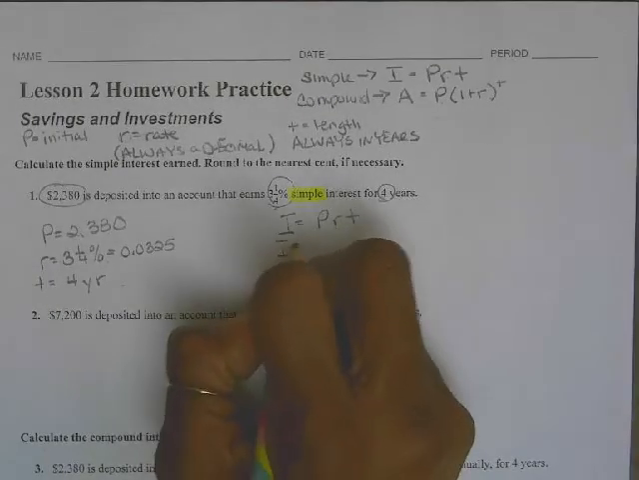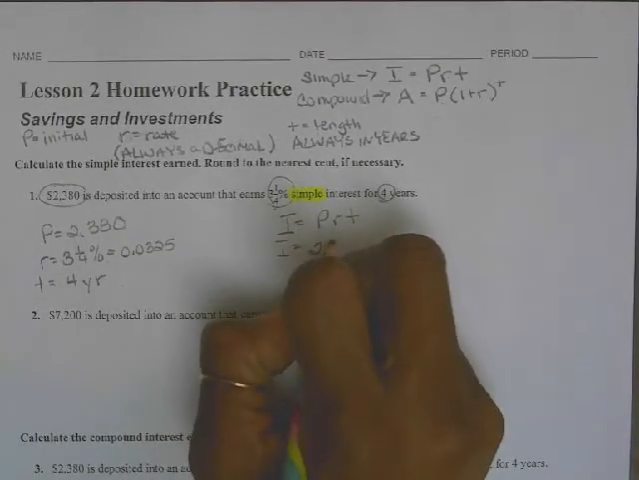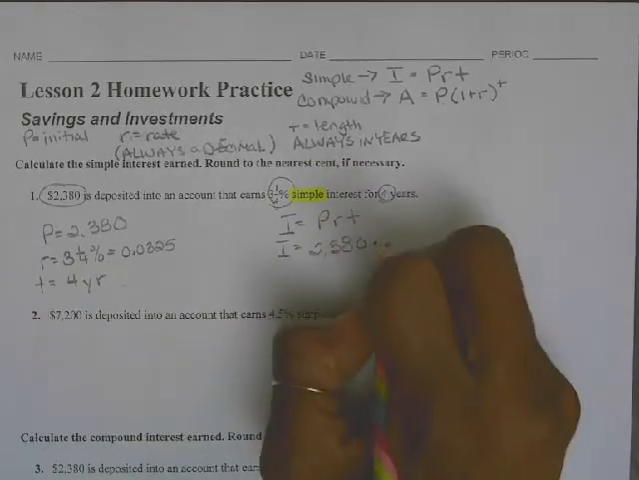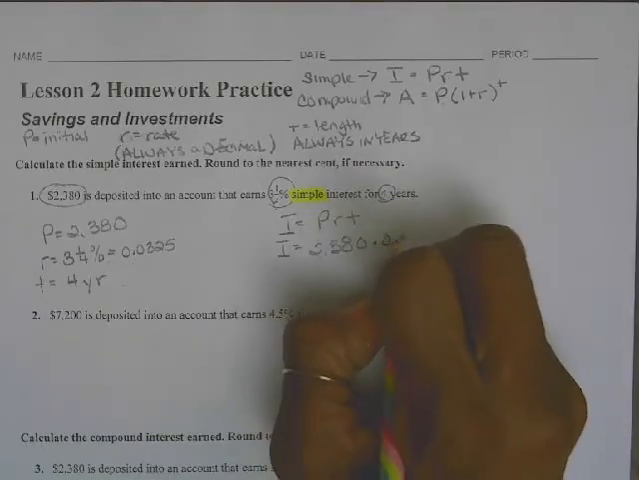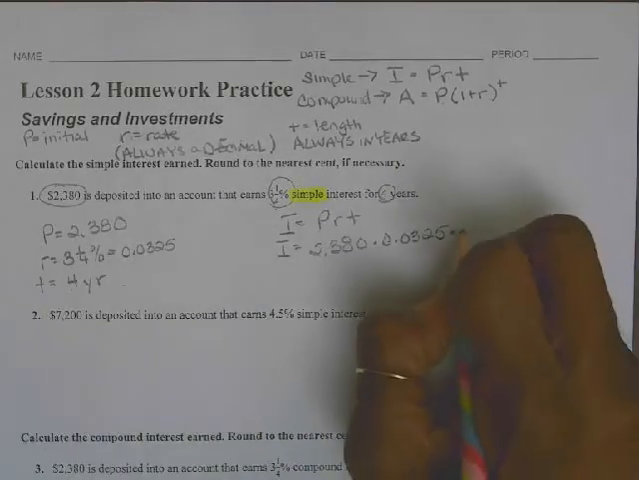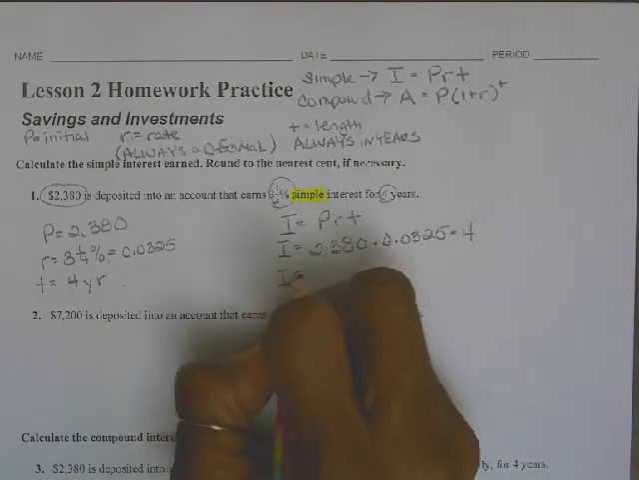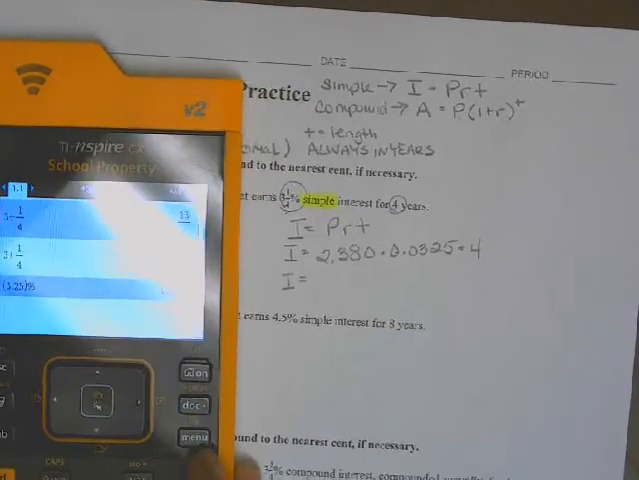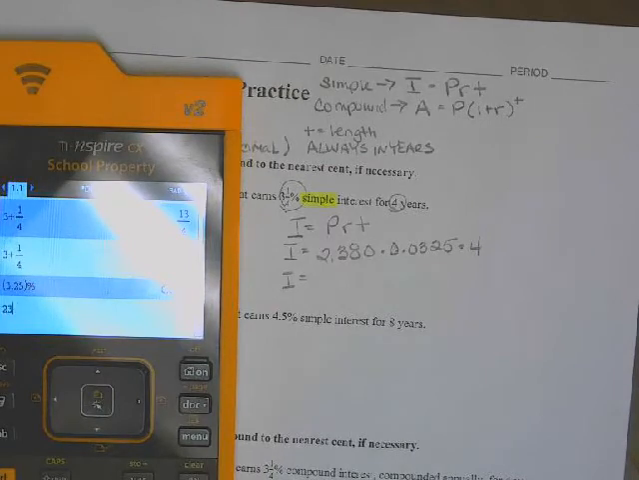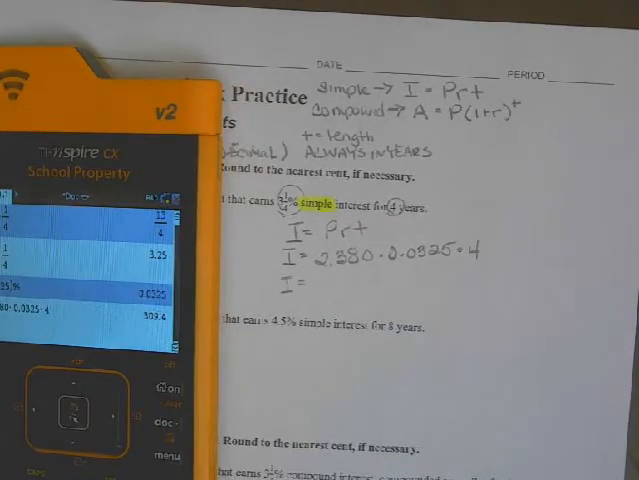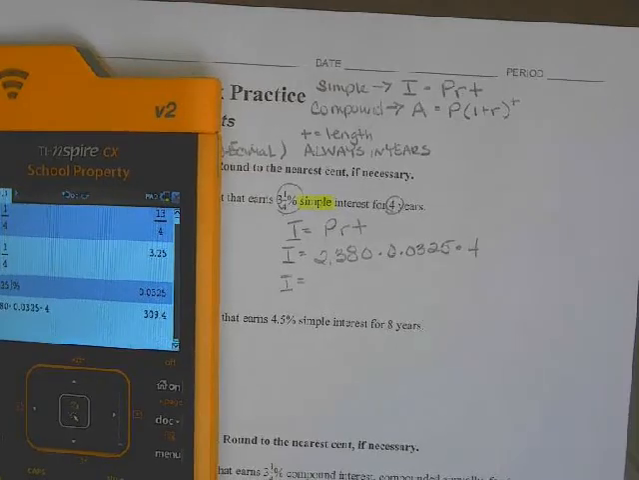So I know what my P is, 2,380 times R. Remember, I changed that to a decimal, 0.0325, times T, which is 4. Now I can go ahead and put that in my calculator. So I have 2380 times 0.0325 times 4, which gives me $309.40.